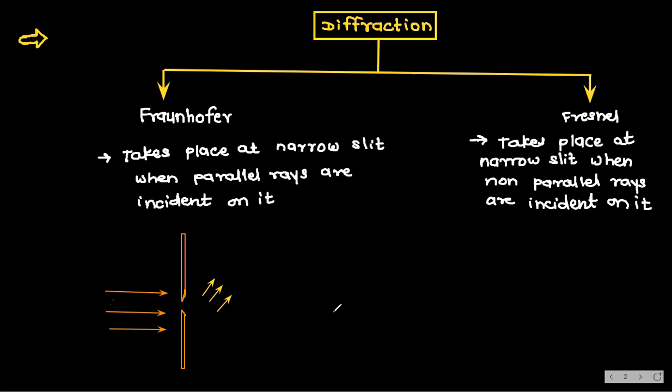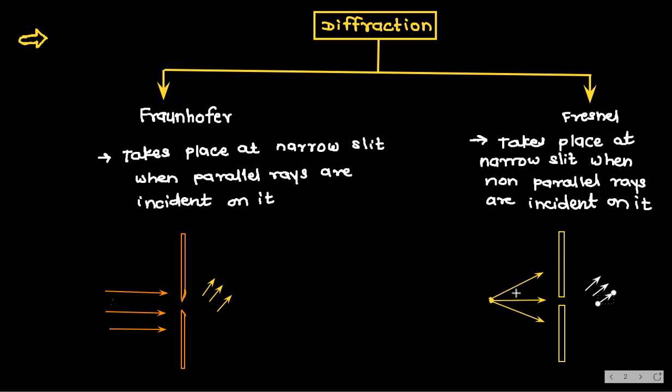Now, in the Fresnel diffraction, what is the case? If non-parallel rays are there. Non-parallel means what? Again, you have the same narrow slit. But this time, the incident light is something like this. Non-parallel. Can you see? This is non-parallel incidence. Understood now? So the light gets diffracted due to this.